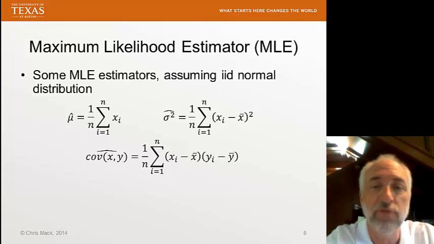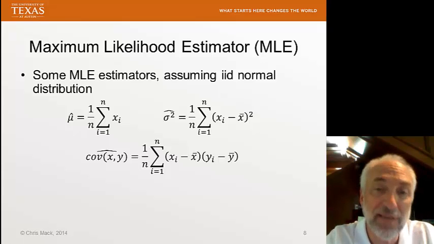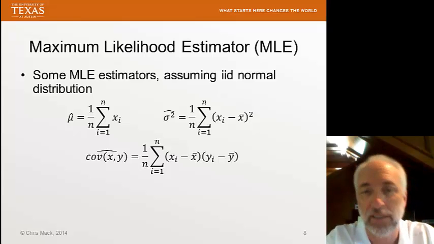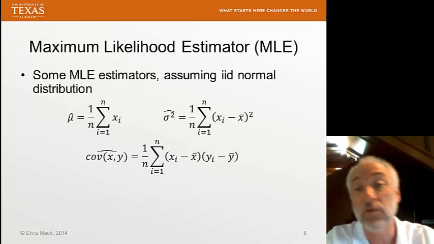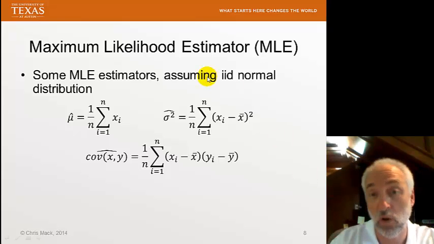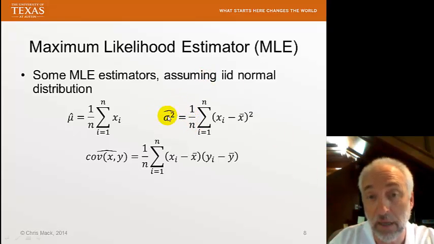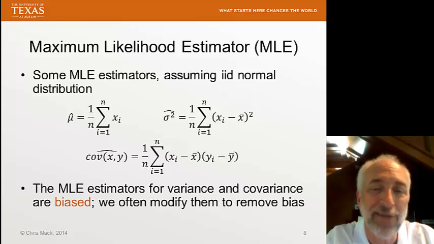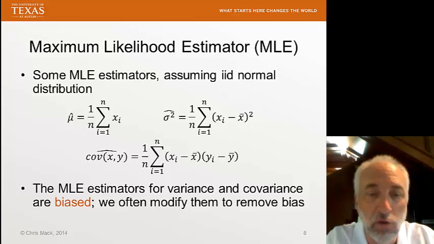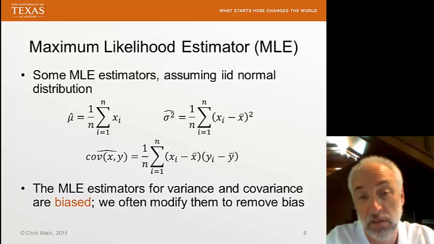Covariance, also a familiar formula. Notice that these MLE estimators have 1 over n in the equations, and we've been used to using estimators with 1 over n minus 1 in them. So for our estimator for the sample variance, we typically pick 1 over n minus 1. Why is that? Well, the maximum likelihood estimators for variance and covariance are biased.